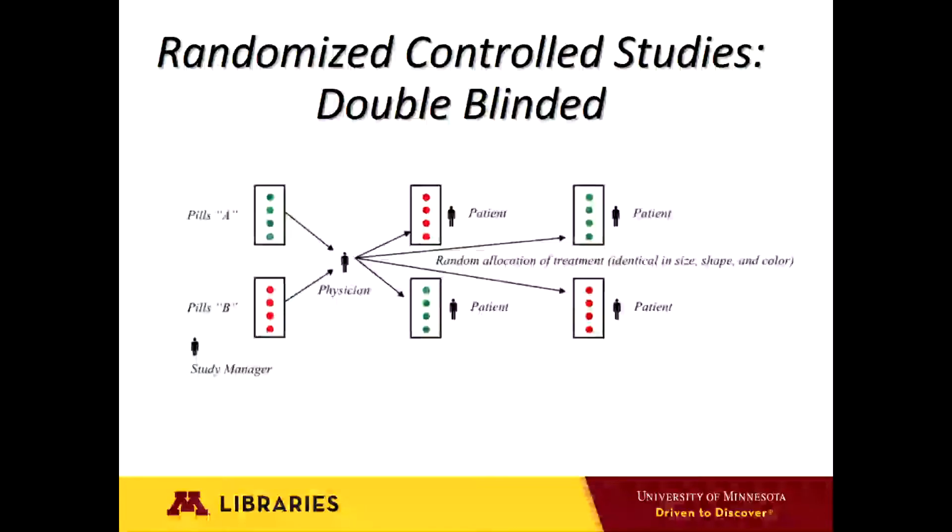Here is a graphical representation of a double-blinded randomized clinical trial. On the left are the 2 treatments, with only the study manager knowing which treatment is which, the physician then randomly allocating the 2 treatments to the participants in the study.